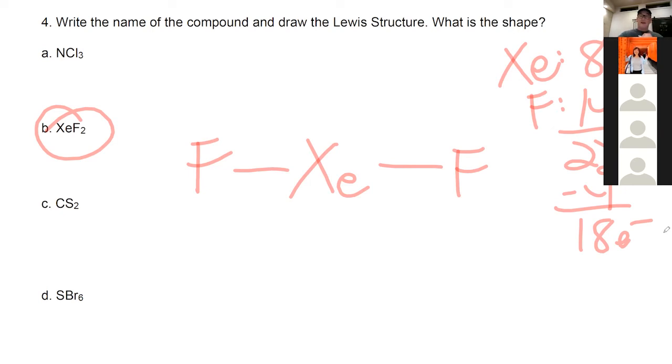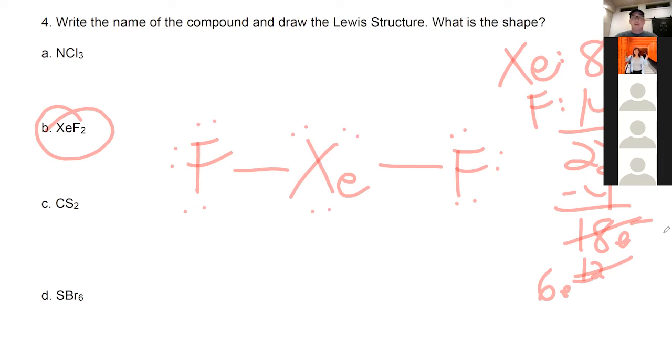So fluorine has 7 valence electrons. So they're going to get 1, 2, 3, 4, 5, 6. 1, 2, 3, 4, 5, 6. That's 12. So I've got 6 left. So where do the other 6 go? So you get 3 lone pairs around xenon. Right. So 1, 2, 3, 4, 5, 6.